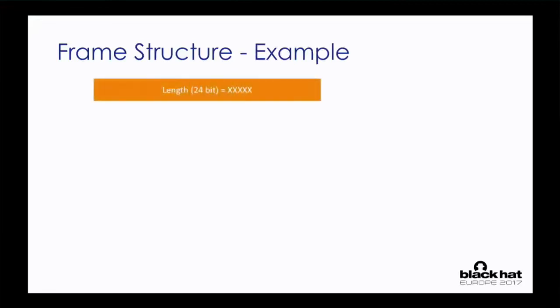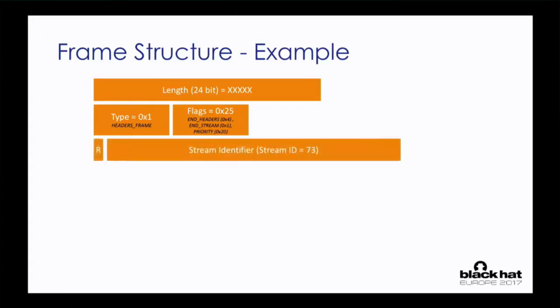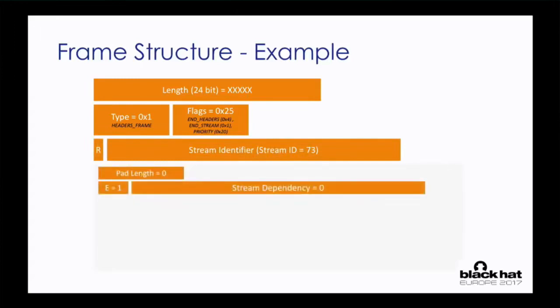Let's look at an actual example. So as I've said, the first 24 bits would denote the length of the payload. The next byte or 8 bits would show that this is a headers frame, in this case, hex notation of 1. In the next 8 bits, we have some flags turned on, headers, priority, and so on and so forth. Then the reserved bit, the stream ID, and this is the actual frame payload.